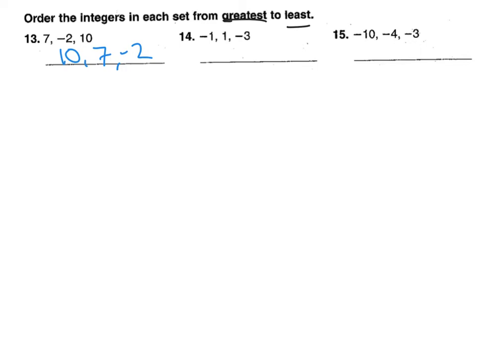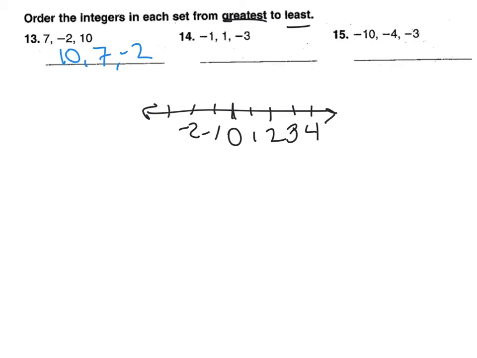Looking at number 14, remember, if you are stuck, again, try a number line, okay? So with a problem like this, we'll just start by putting 0 right in the middle. We can count up from here, 1, 2, 3, 4. We can go down, -1, -2, -3, etc. So to plot my points, I've got -3 right here, -1's right here, +1 is right here.